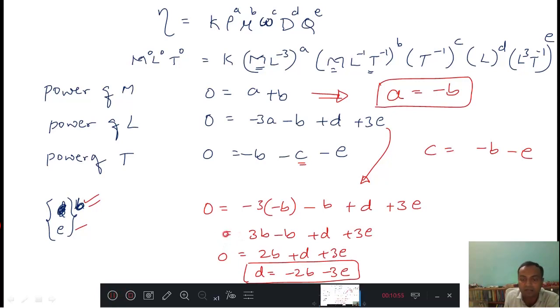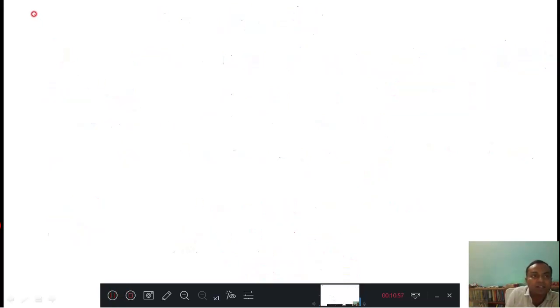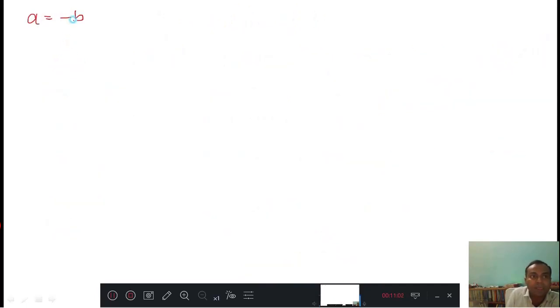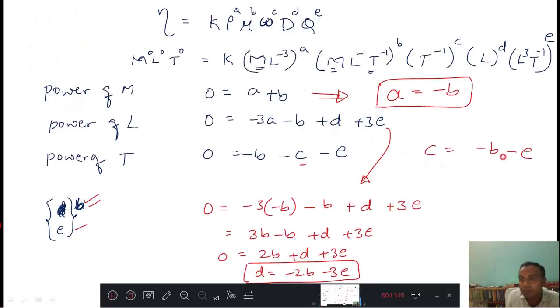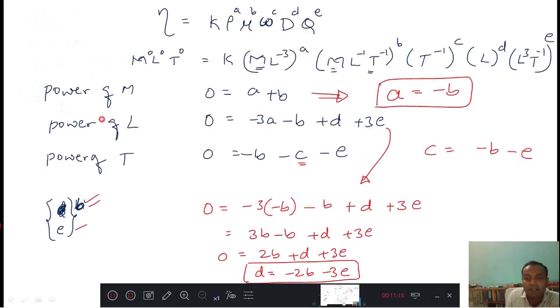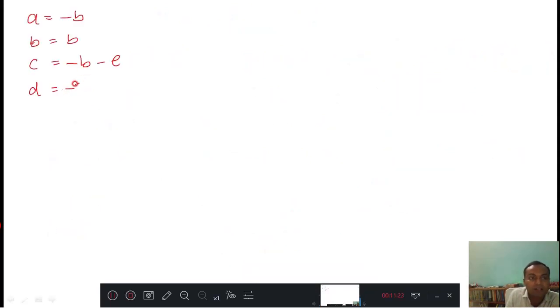Once again I will write all, okay, so that you will understand. What is A equal to? A is equal to minus B. B I did not transfer it. C is equal to minus B minus E. What about D? D is equal to minus 2B minus 3E. Then what is E equal to? E I did not transfer, therefore E is equal to E. Then I got all of them.